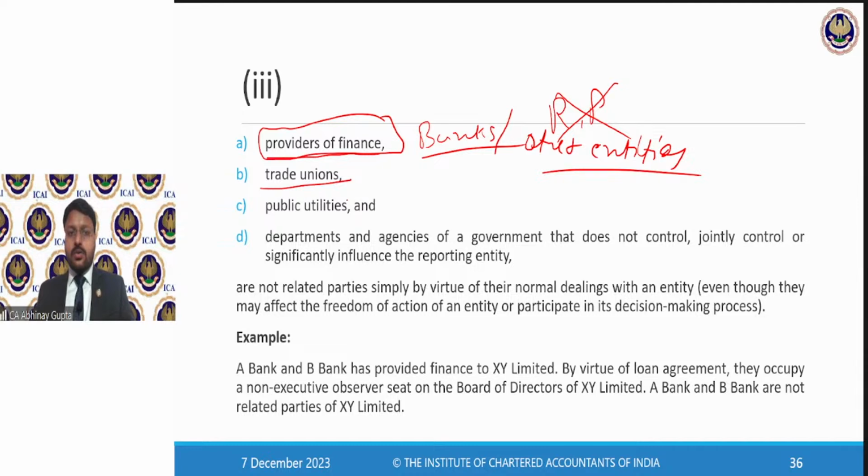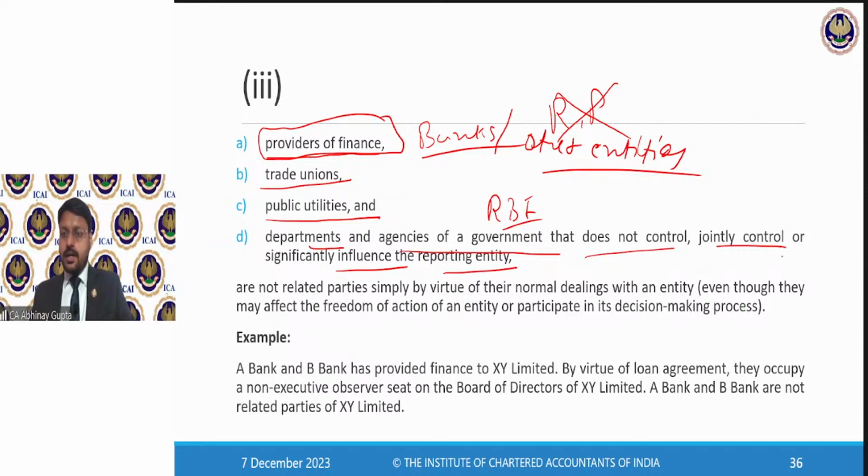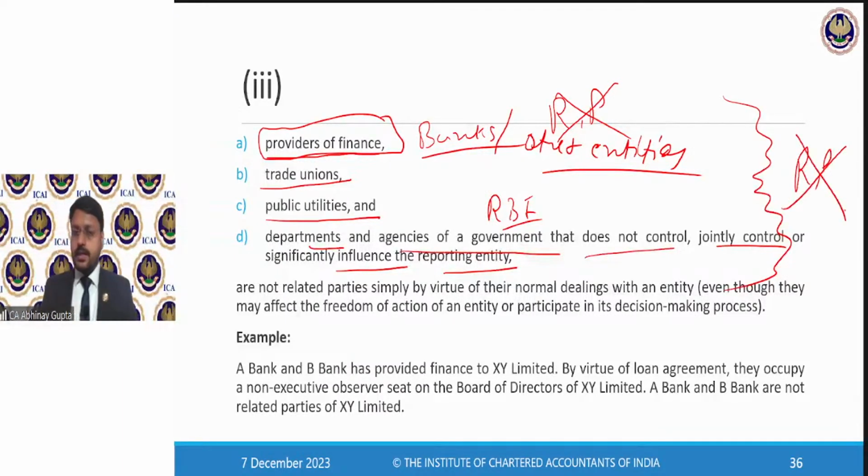Or trade unions are not to be treated as related parties. Public companies, PSUs, are not to be treated as related parties. Departments and agencies of the government. Who are the agencies of the government? Any agencies like RBI, an entity which is governed by the government, right? That does not jointly control or significantly influence the reporting entity. So all these parties are not to be treated as related parties, right? Clear?